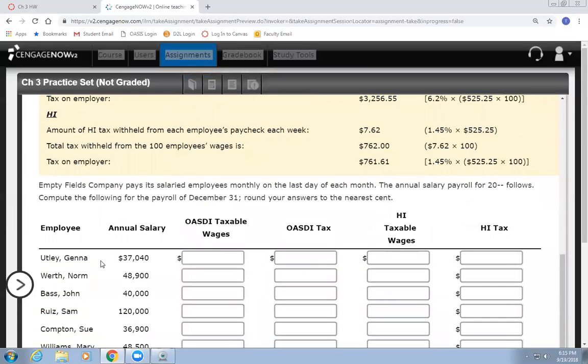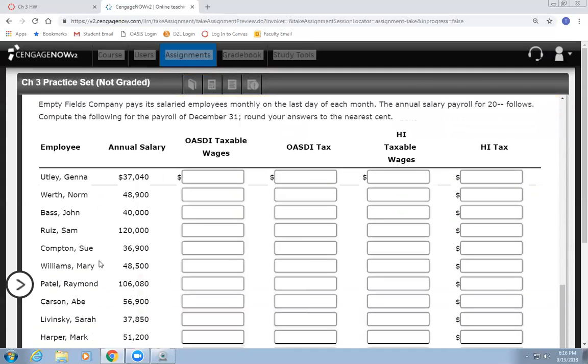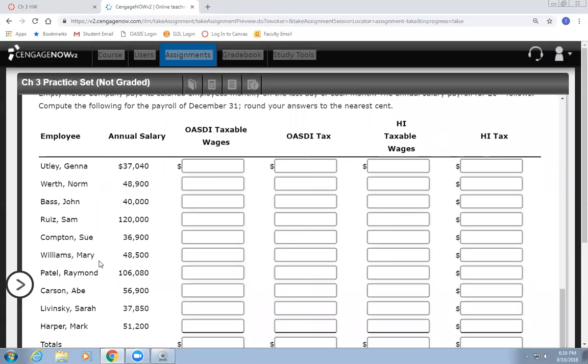So this one says Empty Fields Company pays its salaried employees monthly on the last day of each month. Here's the annual salary payroll, and they want us to compute the following for the payroll for December 31st. So they pay monthly, and this is the last month of payroll for the year. They want us to calculate their taxable wage and then their FICA contributions. So we have to calculate both Social Security taxable wages and Medicare taxable wages because we know those amounts can be different, and then we're going to calculate their tax.